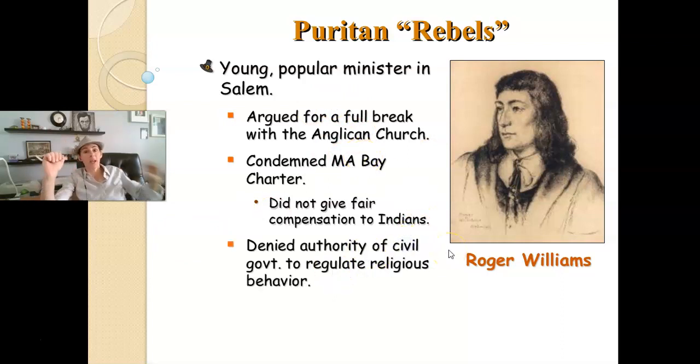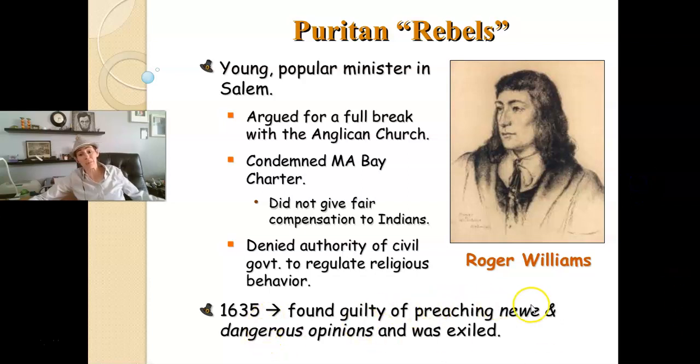He denied. Now, this is what's interesting. For a Puritan to be saying this, he denied the authority of civil government to regulate religious behavior. That's like the biggest no-no you could possibly do in Puritan society. Because remember, I just said, religion and politics are inextricably linked. You cannot separate them. They are the same thing, right? So here's Roger Williams saying, nah, man, people should be allowed to worship however they want. And you don't have the authority to regulate that. So, of course, it's cutting in on John Winthrop's power, so he's not a fan of that.